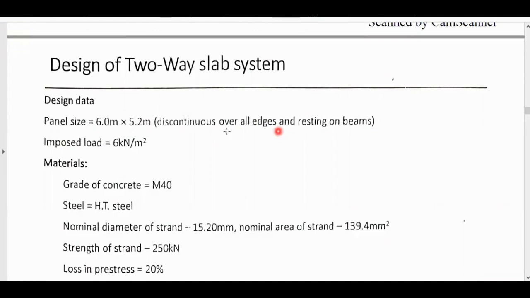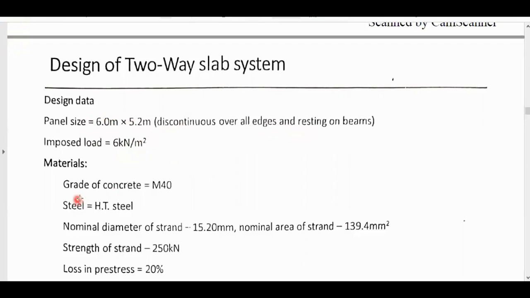So this is the design data, that is panel size 6 meter by 5.2 meters. It is a discontinuous edge, meaning it is discontinuous on all the edges and it rests on the beam, and live load is 6 kilonewton per meter square.